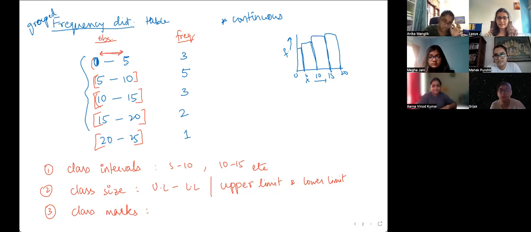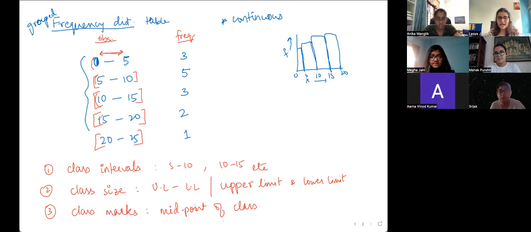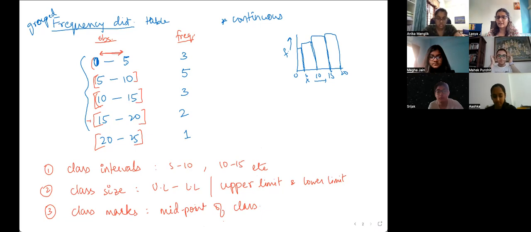No? Okay. Class marks are the midpoint of the class. Is it class size by 2? Class size by 2 will just give you how far a class mark is from the lower limit or from the upper limit. Suppose you want to find the class mark of this 15 to 20 wala class.